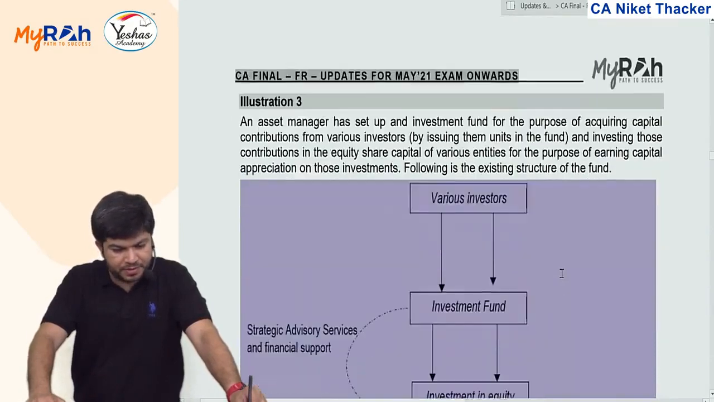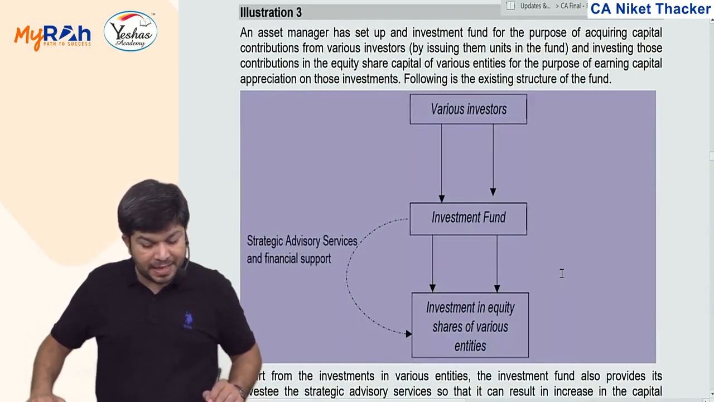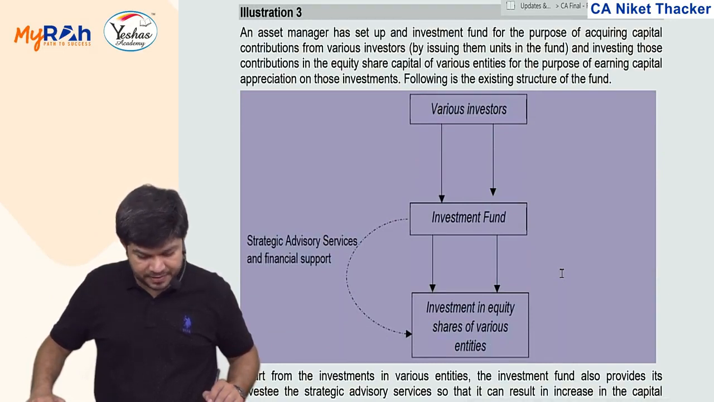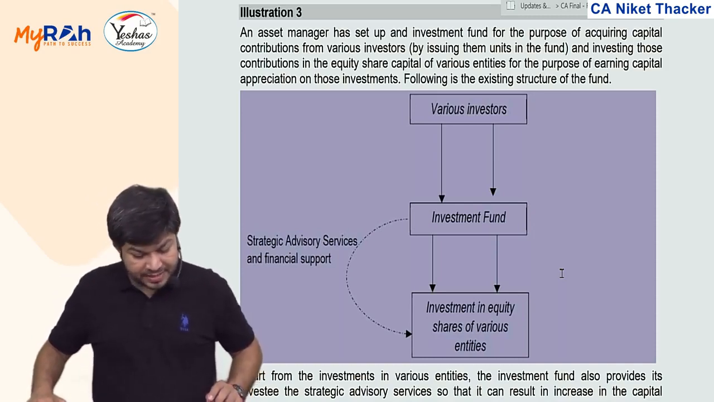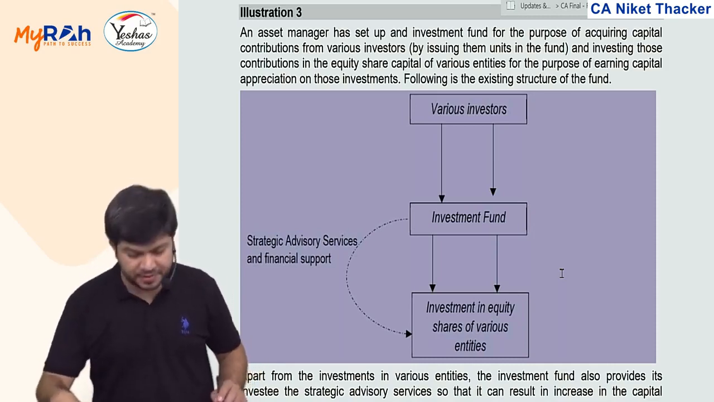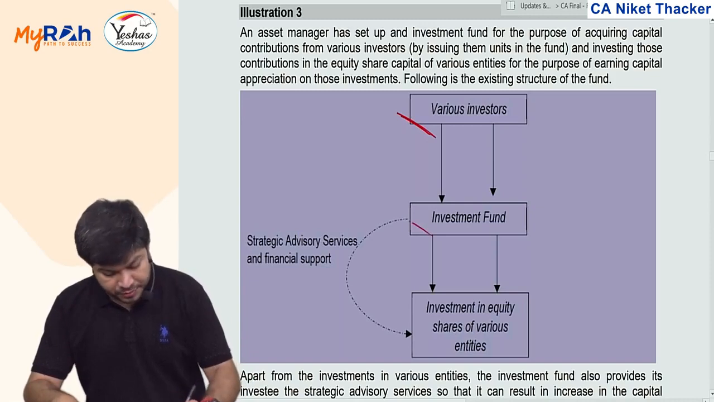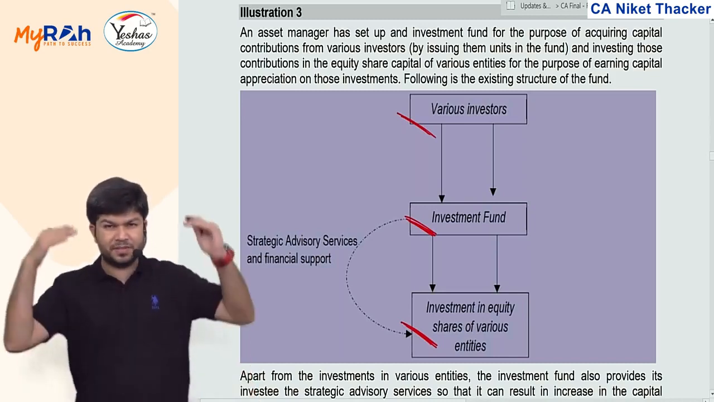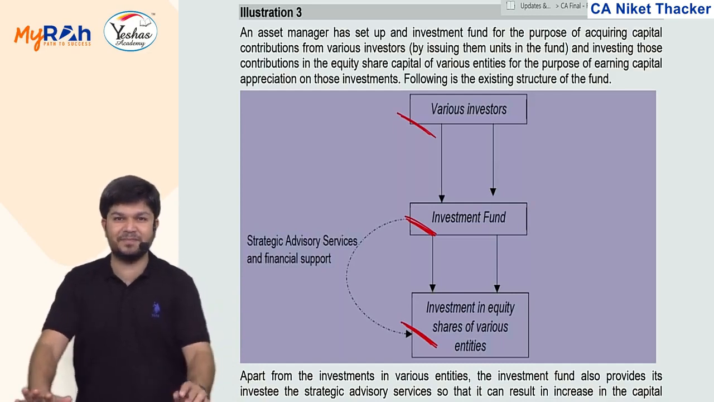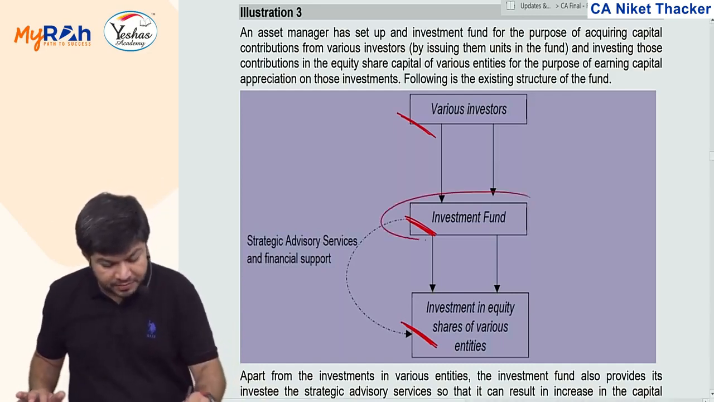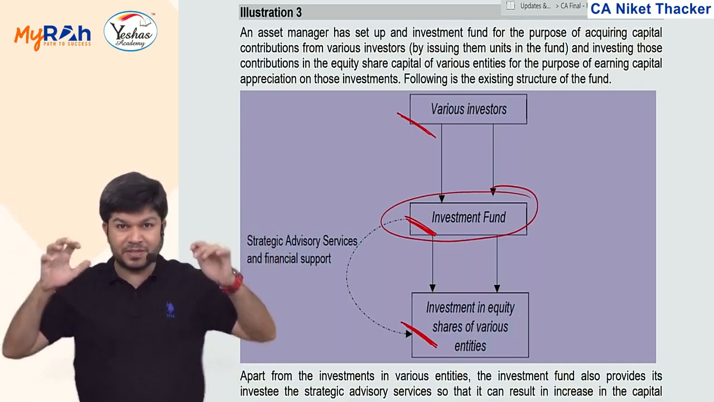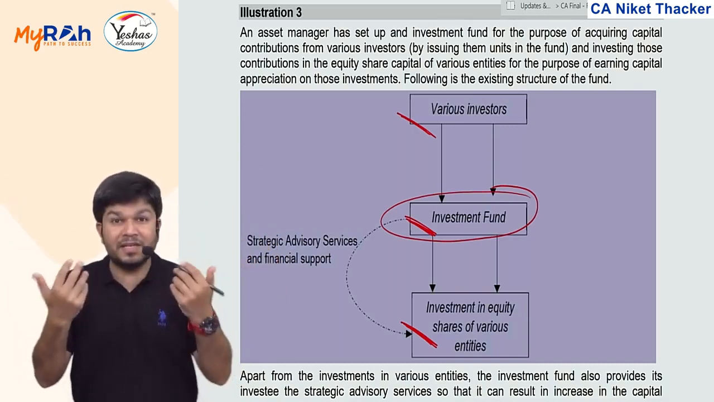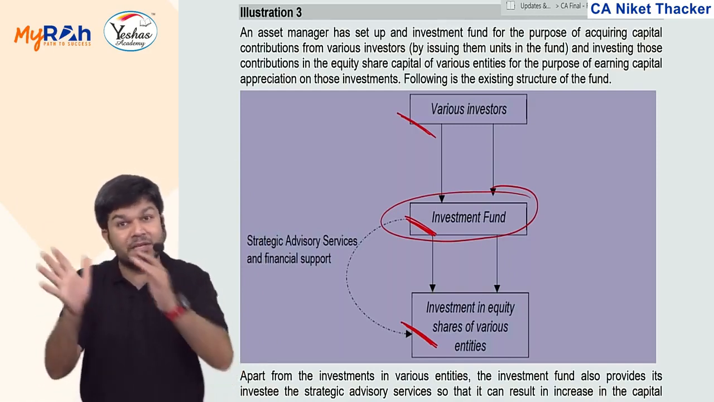Okay, next, question number 3. An asset manager has set up an investment fund for the purpose of acquiring capital contributions from various investors. The various investors give money to the investment fund. The investment fund will invest in equity shares. So normally you will feel the investment fund is an investment entity. You get money from various investors for the purpose of earning capital appreciation or dividend income as required by the investor.